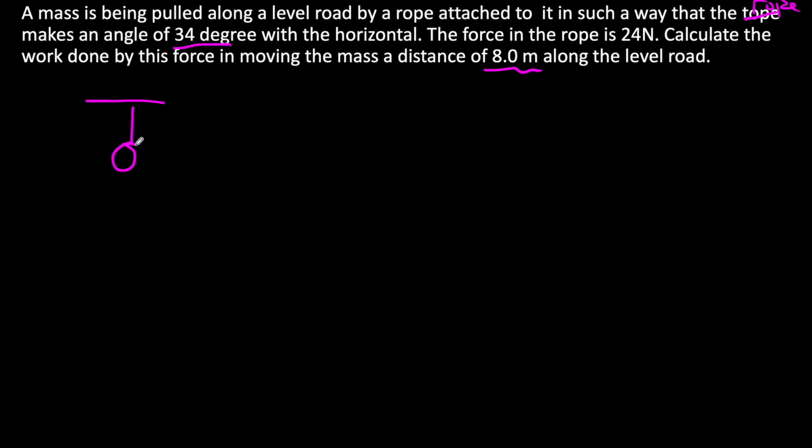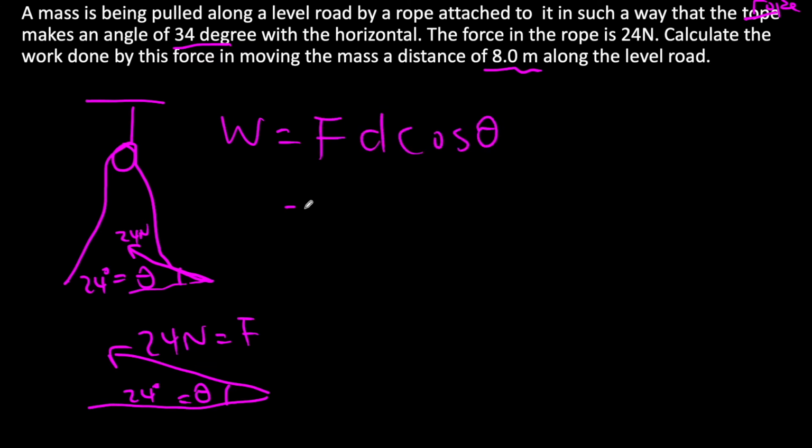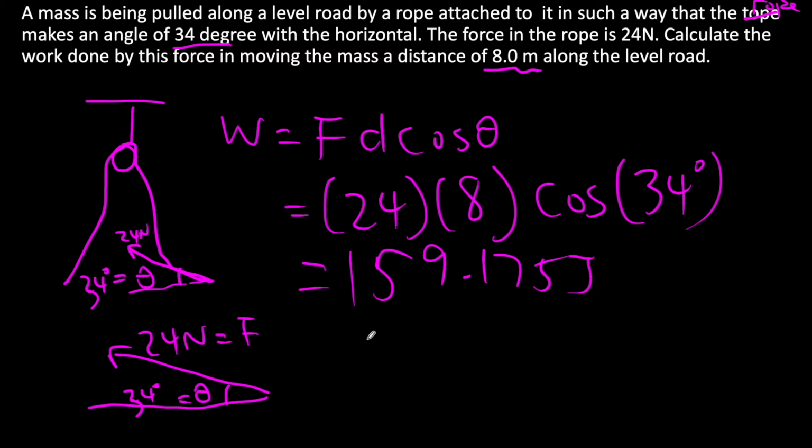So here is the mass. I don't know, I'm bad at drawing. Let's say the angle here is 34 degrees. So what is the work done? And we know the force here will be 24 newtons. So it looks something like this. Right, so work will be equal to FD cosine theta, where theta is the angle between force and displacement. So this is equal to 24 times 8 times cosine 34 degrees, which is equal to 159.175 joules. So this is an approximation. I just rounded the digits to the nearest thousandth place.